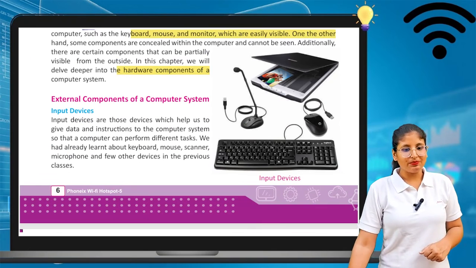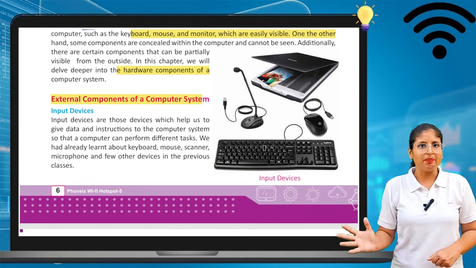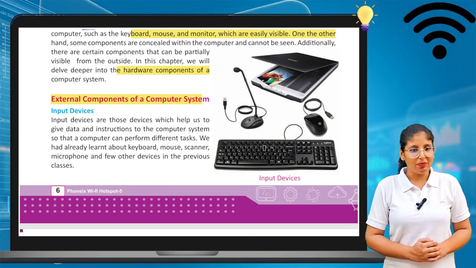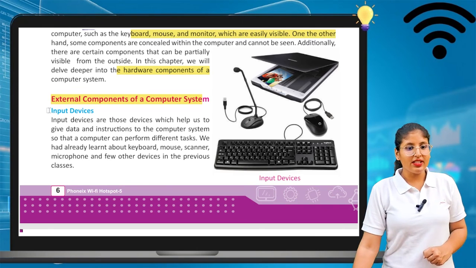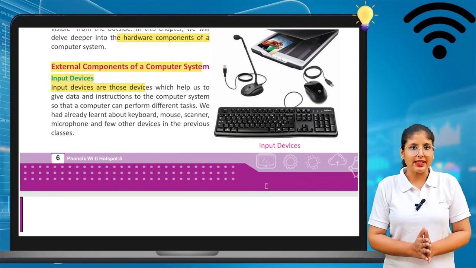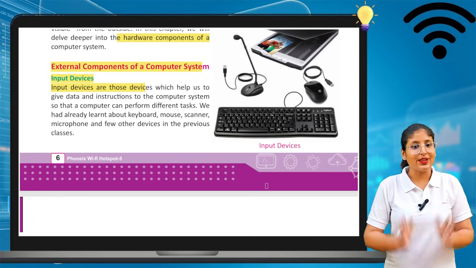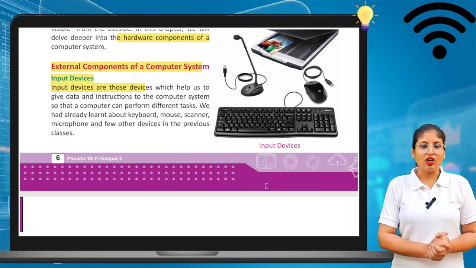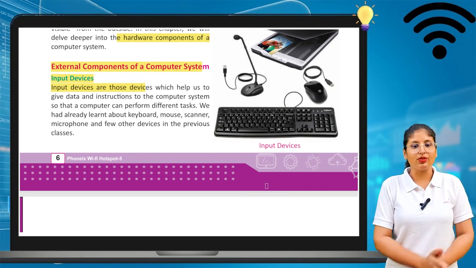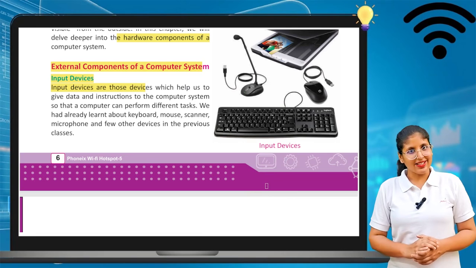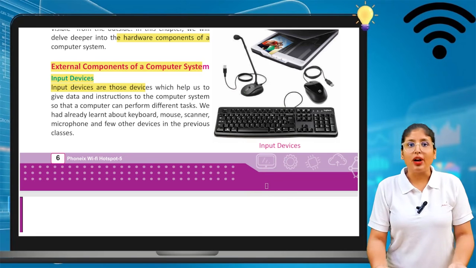First we will see the external components of a computer, that are easily visible and situated outside the computer. In the external components, we will see input devices first. Let's see what input devices are. Input devices are those devices which help us to give data and instructions to the computer system so that a computer can perform different tasks. So these are input devices that give input to the computer.